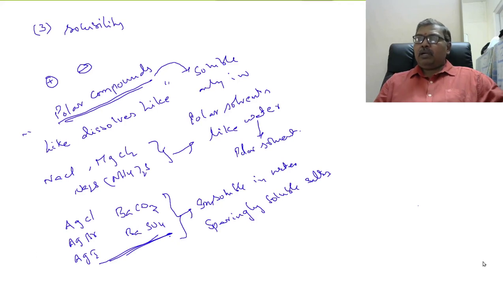So regarding solubility, we have to write: ionic compounds are polar compounds, and there is a principle in solubility, like dissolves like. Therefore, being polar compounds, ionic compounds are soluble in polar solvents like water.